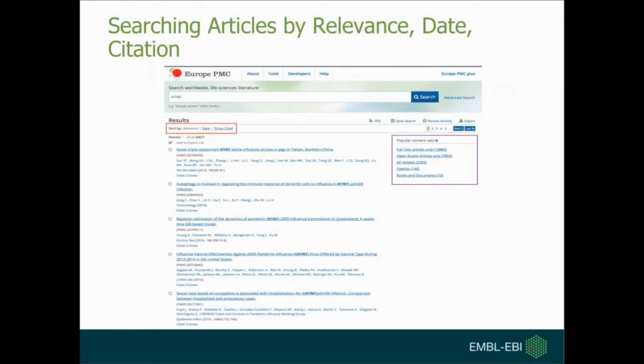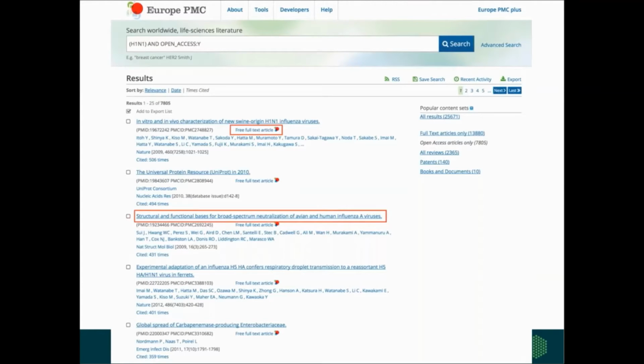On Europe PubMed Central, there is only one search box for both Medline abstracts and PubMed Central full text articles. Search results can be ordered by relevance, date, or the number of citations of that particular paper. On the list of retrieved documents, you can see which are full text articles. You can also select only open access articles among the full text articles.